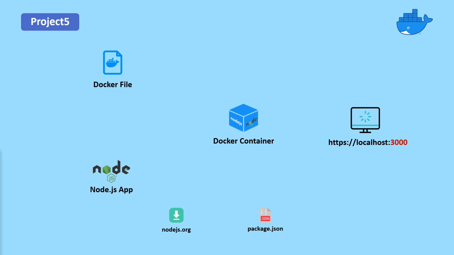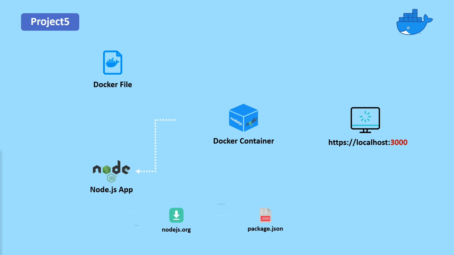Hello and welcome to Project 5 on Dockerizing a simple Node.js application. As you can see, this project is very similar to Project 4 that we have done in the previous video, but this time we are going to play around with a Node.js application instead of a Python Flask application. The diagram illustrates the steps involved in this project. The first step is to create a Node.js application. The Node.js application basically contains the index.js and package.json files that define the application's behavior and dependencies.